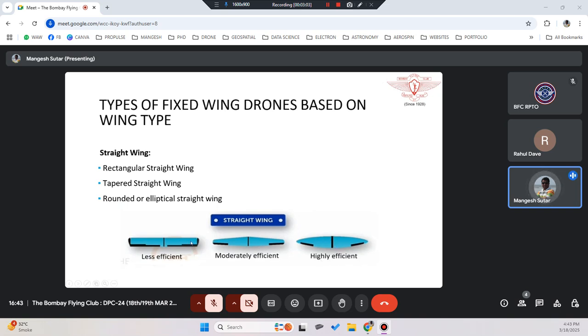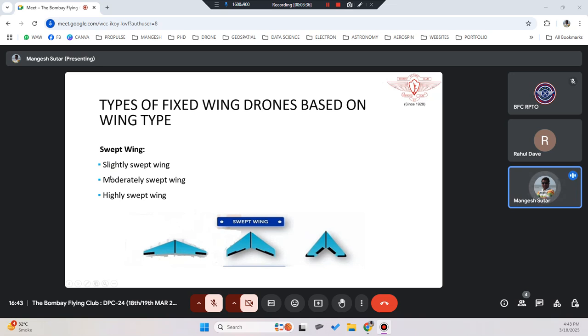If you have a square or rectangular shape or sharp edges, everything needs to be round in shape. That's where you get more efficient. If you have tapered or rectangular or sharp edges, your wind will try to cut over there. It will not have a smoother movement of airflow. That's what it is telling.